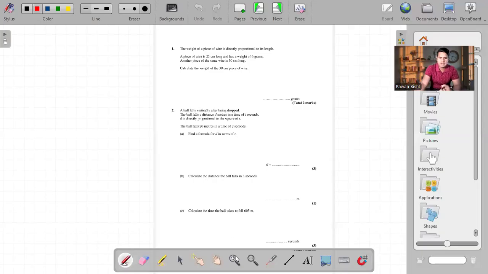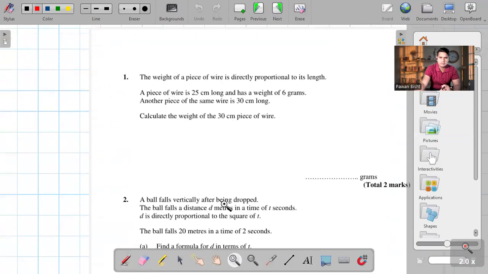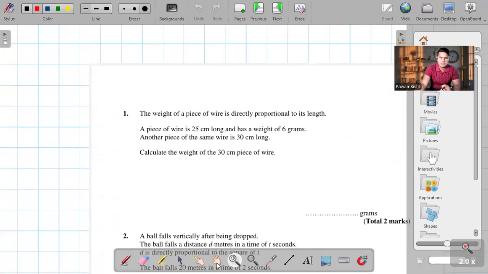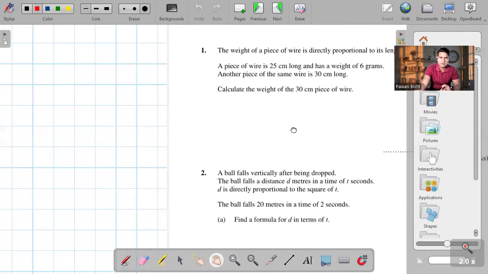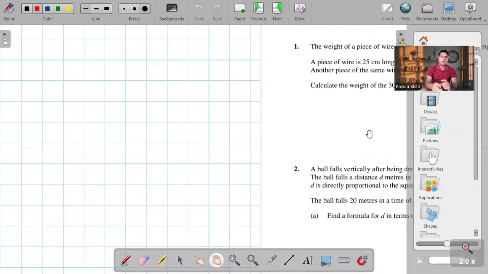So direct and inverse variation. Before starting with the question, first we understand what is direct variation and what is inverse variation. Okay. So direct variation is where we have a direct relationship. As the name implies, direct variation means if something is increasing, corresponding to it, another thing is also increasing.